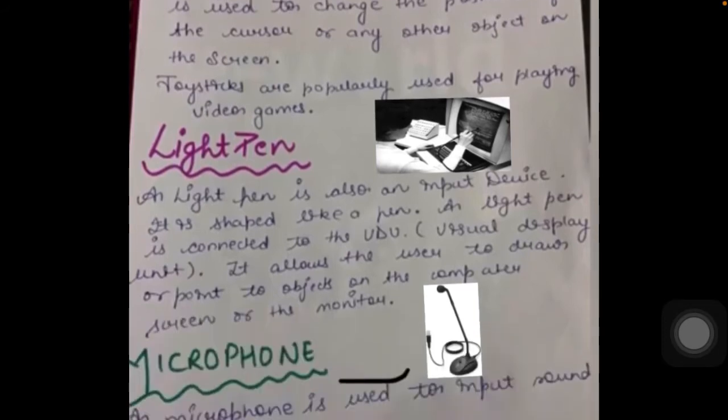Now the second one is the light pen. A light pen is also an input device. This light pen looks similar to our ball pen, but the difference is that it has a visual display unit, and with the help of that visual display unit you can directly draw or point to an object on a computer screen. Okay, got it? So here is a light pen.